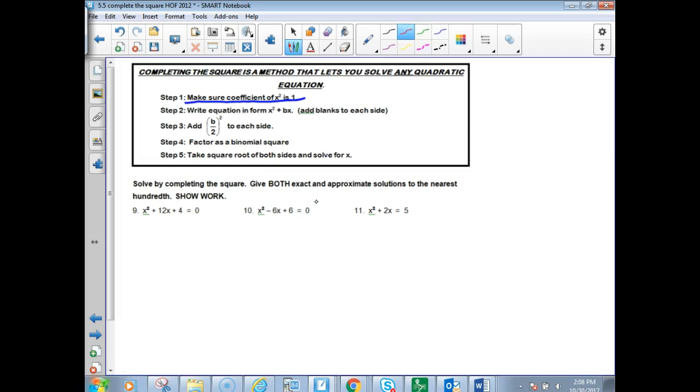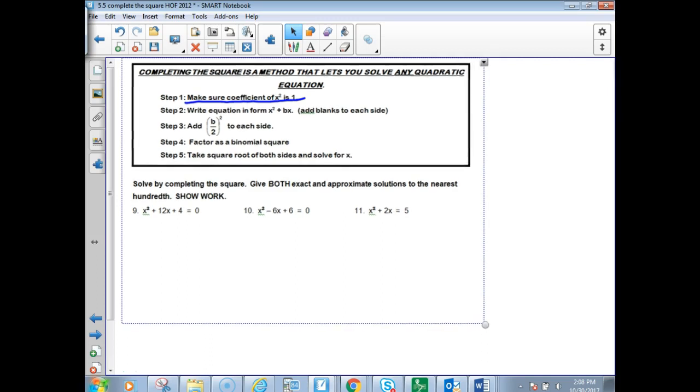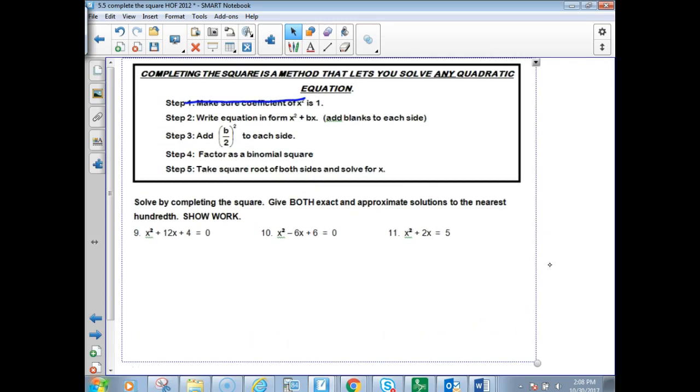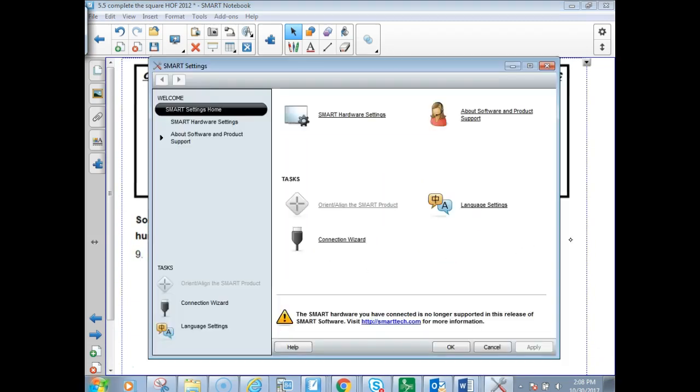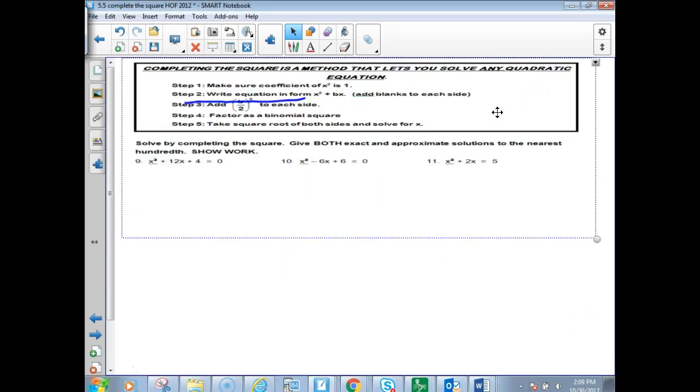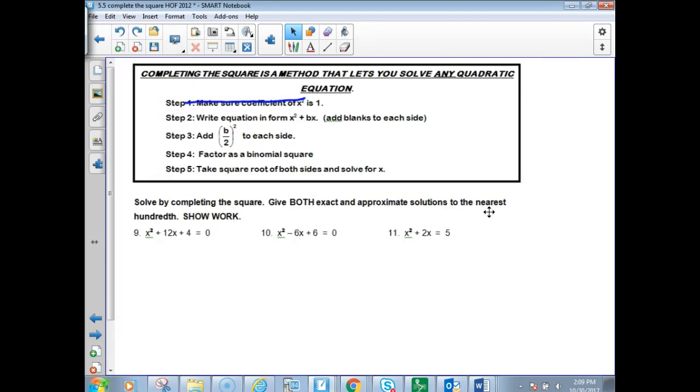So here's what we got to do. I'm going to see if I can blow this up. I don't like how tiny it is. Okay, that's about as big as I can make it without making it crazy. Well, that looked cruddy. That's okay.